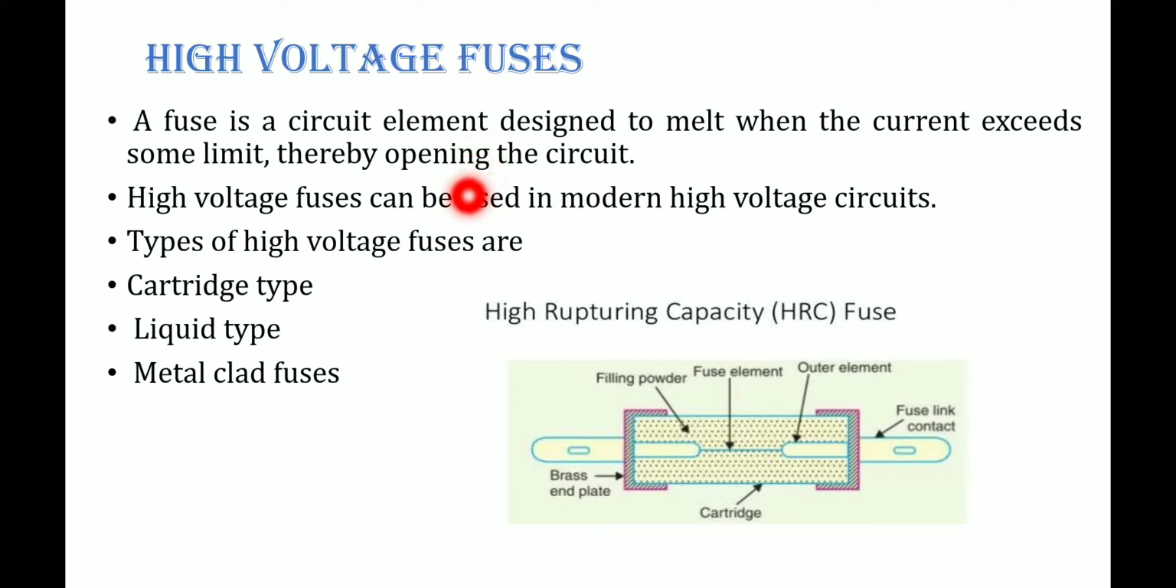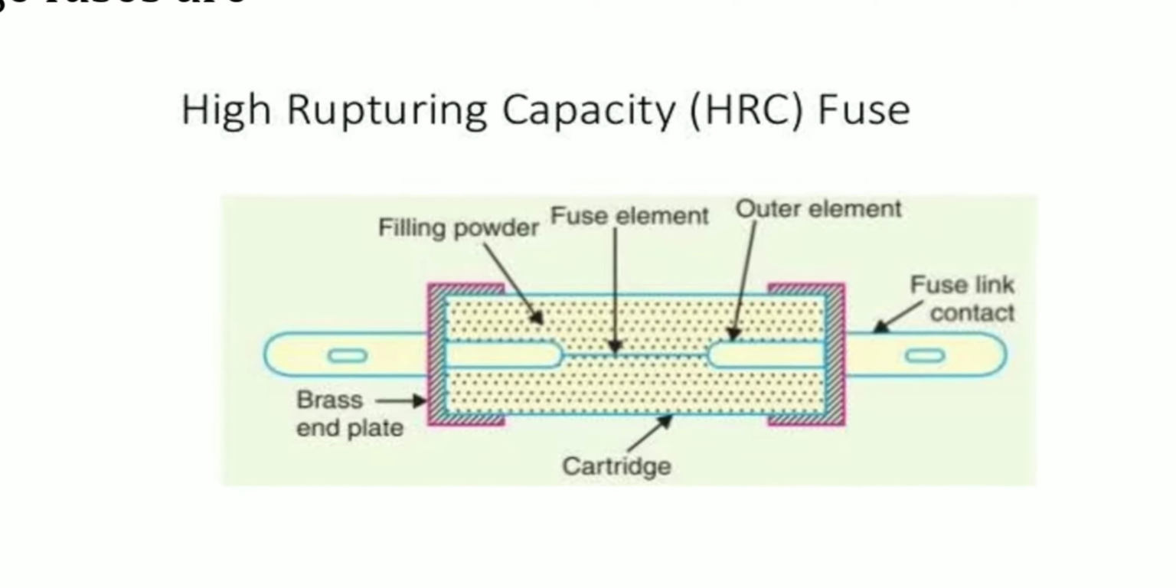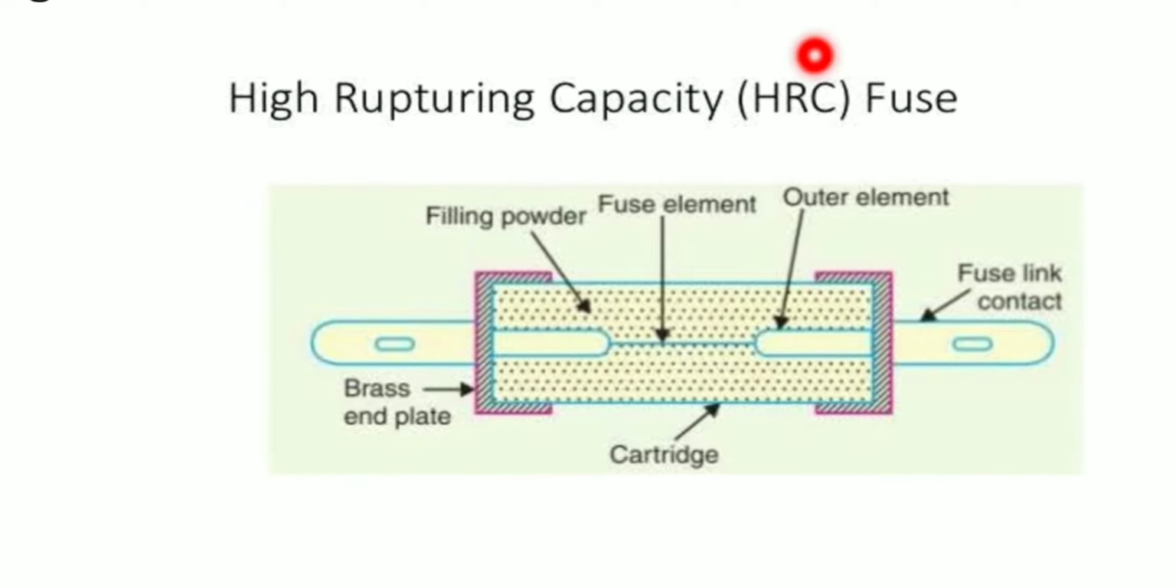So next, that is the reason high voltage fuses can be used in modern high voltage circuits. There are three types of high voltage fuses. Which are those? The first one is the cartridge fuse, the second one is the liquid fuse, and the third one is the metal clad fuse. Here, shall we discuss the cartridge type fuse? Okay, so the first one, see the diagram, is the cartridge type fuse. One of the cartridge type fuses is the high rupturing capacity fuse, nothing but the HRC fuse.